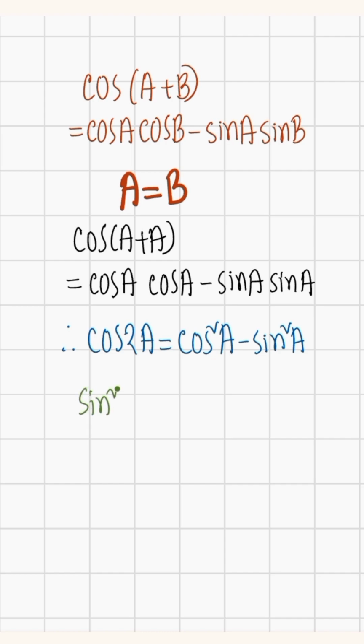আবার sin²A + cos²A = 1. সুতরাং cos²A = 1 − sin²A.